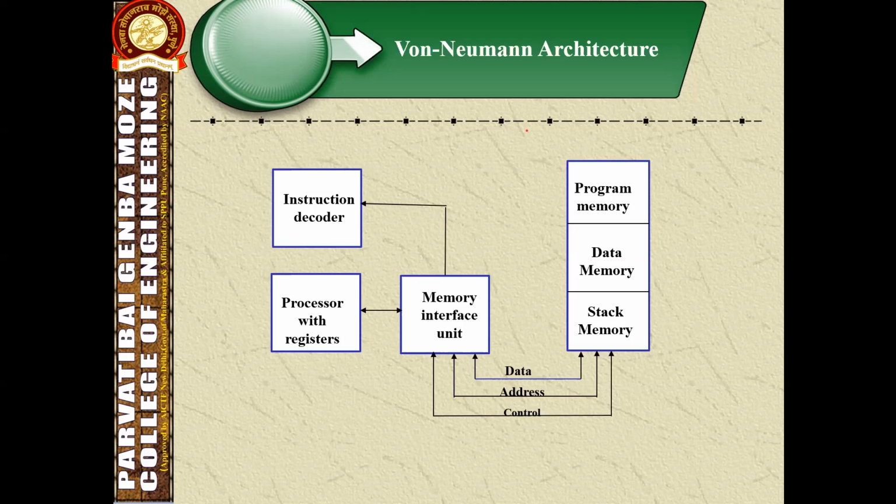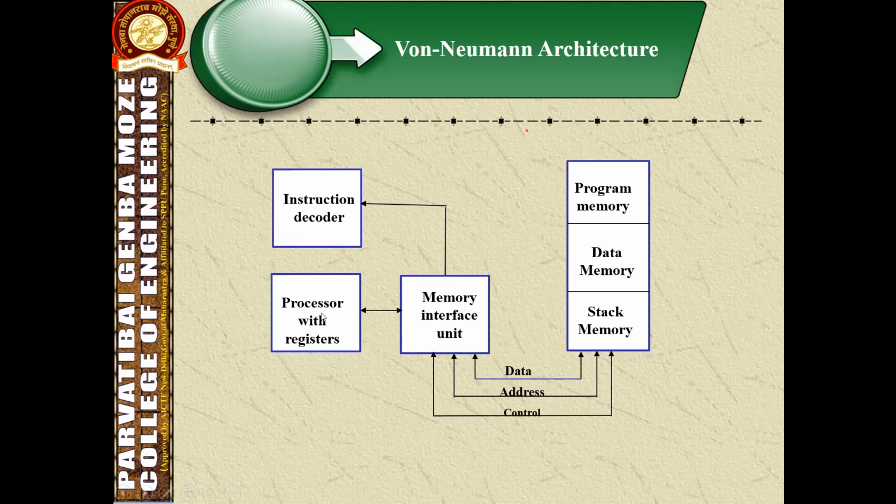It is connected to the processor through a single set of address, data and control buses. The architecture is normally used by CISC processors. Here the block diagram shows the von Neumann type of architecture. The memory interface unit controls all the operations, how to access the program and data memory.